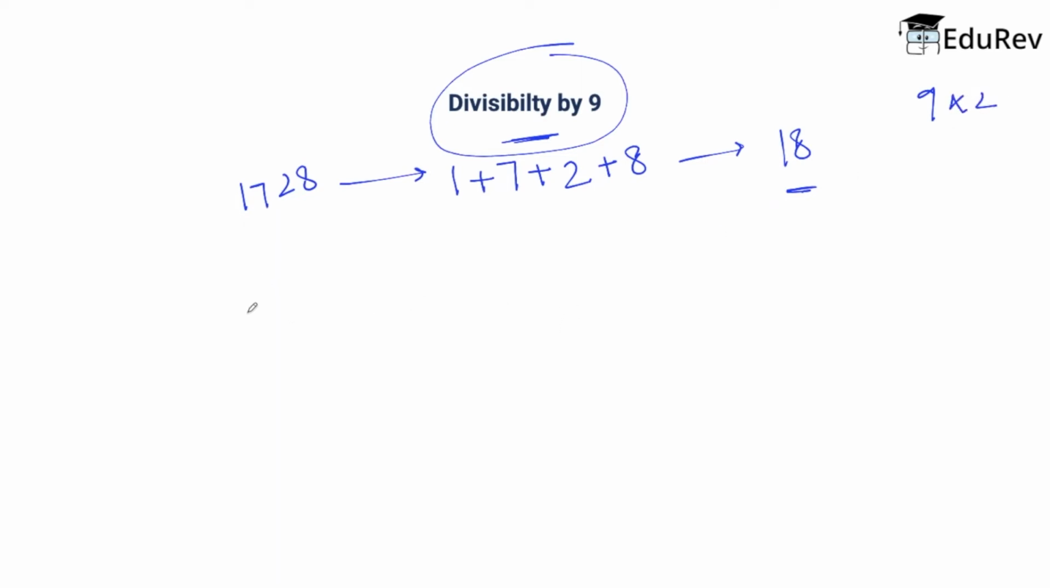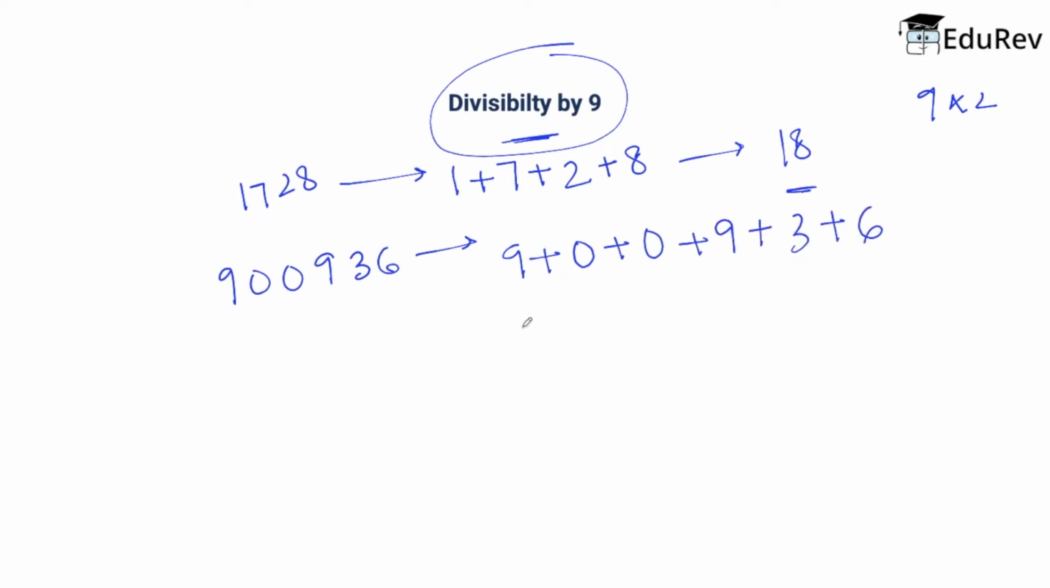Let's move on to one more example. It's 900936. Now if I try solving it, it will be 9 plus 0 plus 0 plus 9 plus 3 plus 6. So 9 plus 9 is going to be 18, plus 6, 7, 8, 9. So 18 plus 9 is going to be 27. We all know that 27 is also divisible by 9.